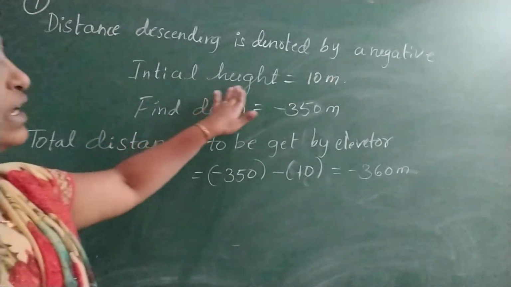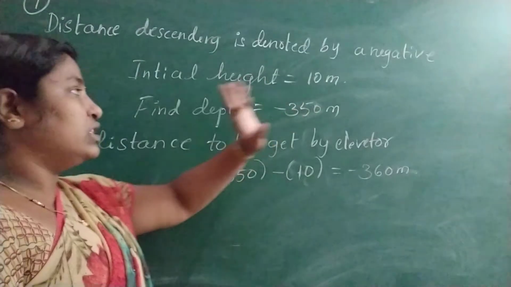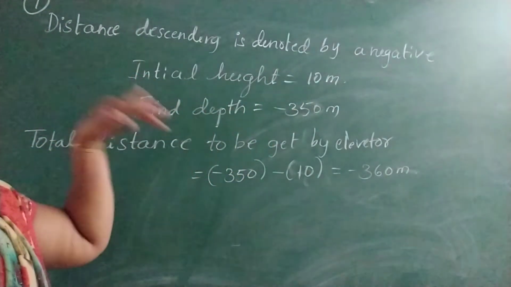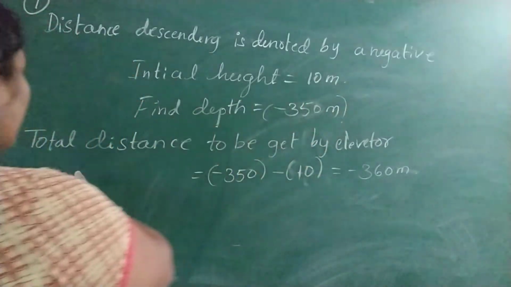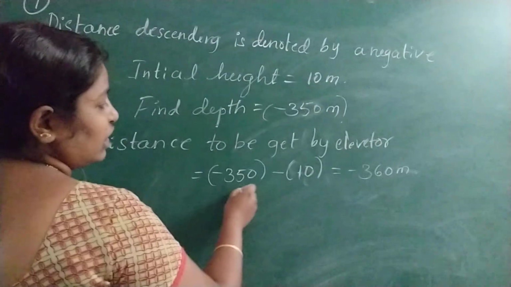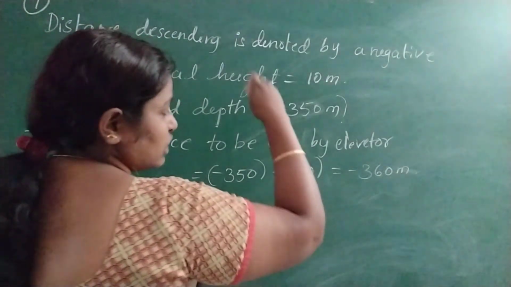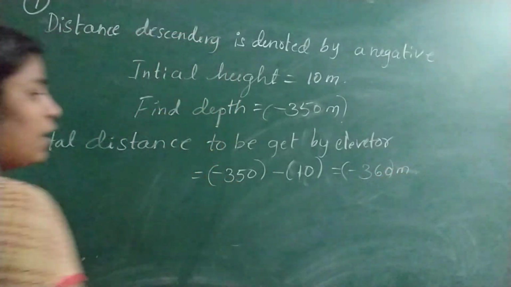So the initial height is 10 meter. Where is the elevator first? At 10 meter. Then the final depth is minus 350 meter. So the total distance to be covered by the elevator is minus 350 minus 10, because up it is already there. So the answer is minus 360 meter.